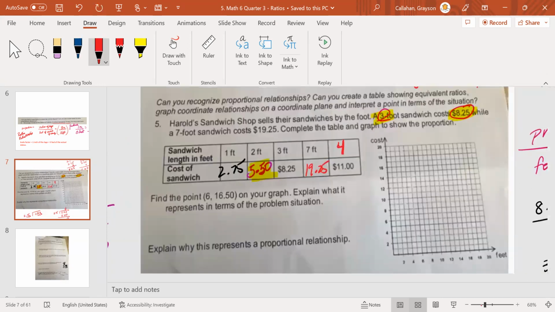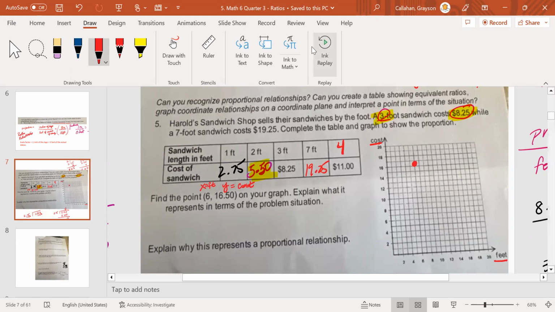Question 5. Find the point 6, 16.5 on your graph. So here we go. Do you see this part is feet of sandwich? This is cost, right? 6 is going to be x because that's foot of sandwich, right? 16.50 is y. That's going to be the price, okay? So 16.50 is going to be right here. Actually, that's 17, right here. Do you see that?